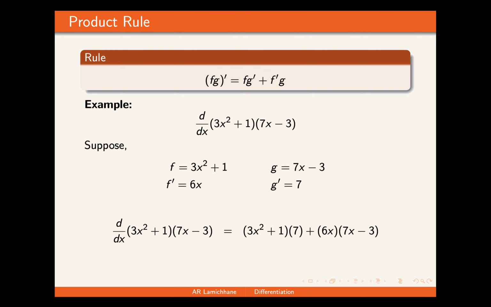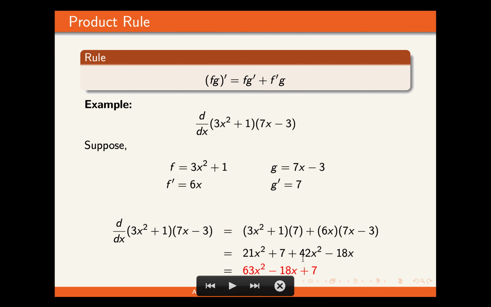But if we want to simplify this, you can clearly see that we can distribute the 7, and then this is what we get here, right? So 7 times 3x squared will be 21x squared. 7 times 1 will be 7. In the same way, 6x times 7x will be 42x squared, and 6x times negative 3 will be negative 18x, and we can combine these like terms. So 21x squared plus 42x squared will be 63x squared, and negative 18x plus 7 is the derivative of this product function.